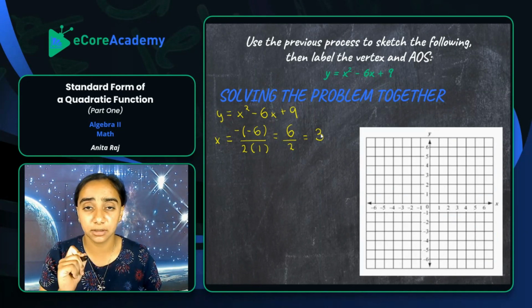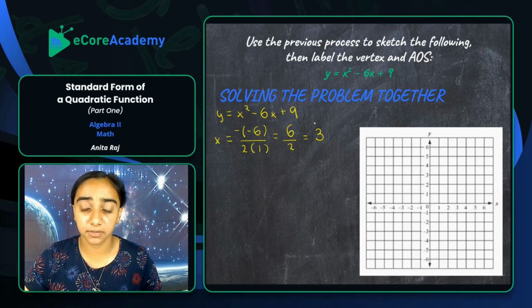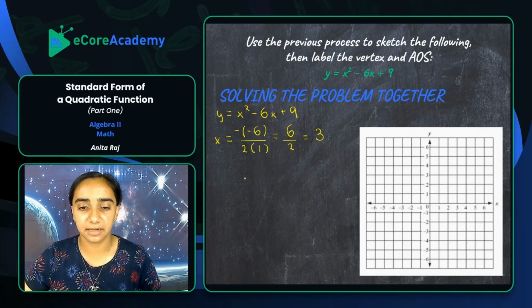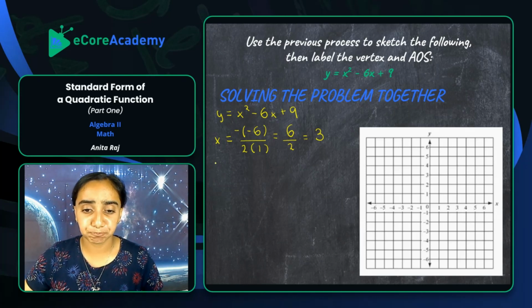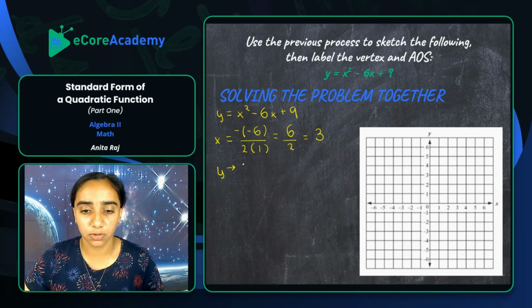Now let's find the complete vertex. So how are we going to do that? We have to find the y value. So we're going to plug this x value back into this quadratic equation up here, find the y value, and then we're going to have the complete vertex. Okay, so let's do that. So y is equal to, I'm just going to write an arrow here. Y is equal to, we're going to plug 3 in for x. So 3 squared minus 6 times 3 plus 9. Then we're just going to simplify this.